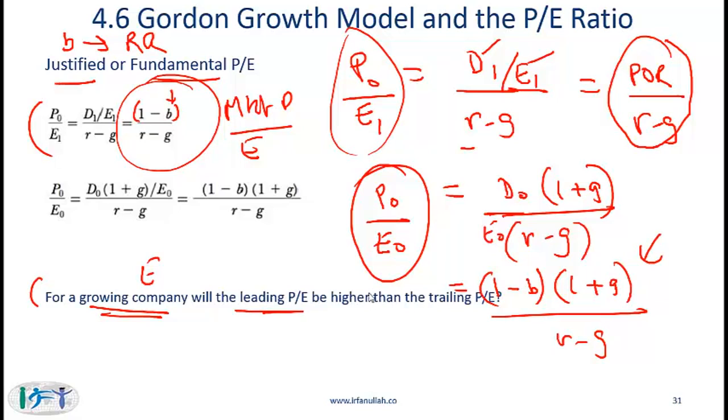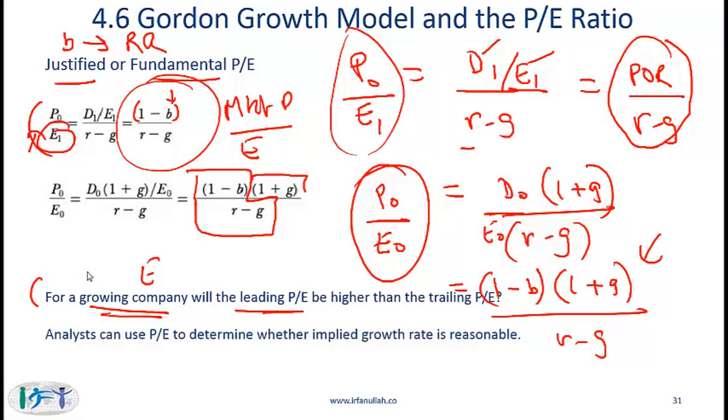And the idea is very simple. The numerator in both cases is the price at a given point in time. For a growing company, I've already said that the earnings will be higher. So if the company is growing, then the denominator is higher with the leading PE. Therefore, the ratio will be lower. And you can also see that mathematically with the trailing PE, we multiply the leading PE by 1 plus G. So the trailing PE has to be bigger, both mathematically and logically.